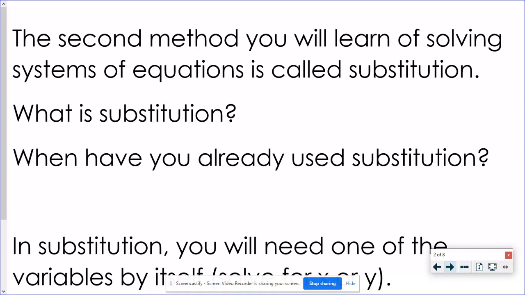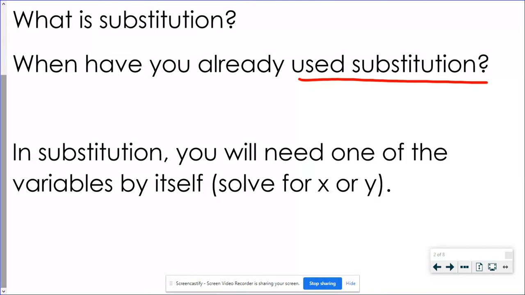And when I ask you, when have you already used substitution? I know that everybody loves checking their answers, but every time you substitute your answer into an equation to make sure it works, that is substitution. When you're taking your answer, your number, and substituting it in for a variable. There are other times when we've just asked you to say, what is the value when x equals, and we'll pick a number. When we graphed lines, we used a table of values. We substituted in for the x's. So you should be comfortable with doing the substitution.